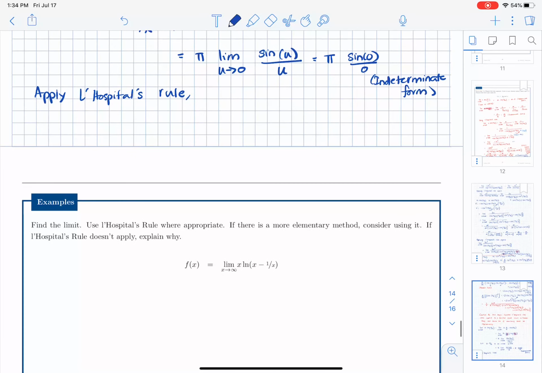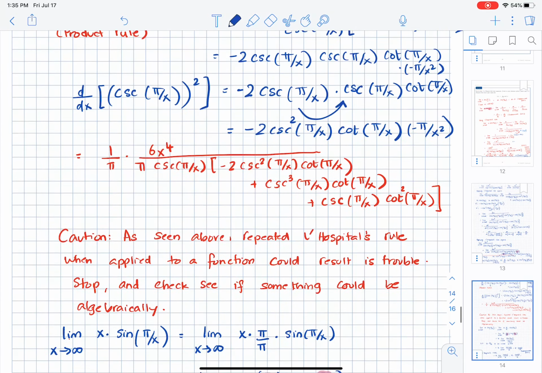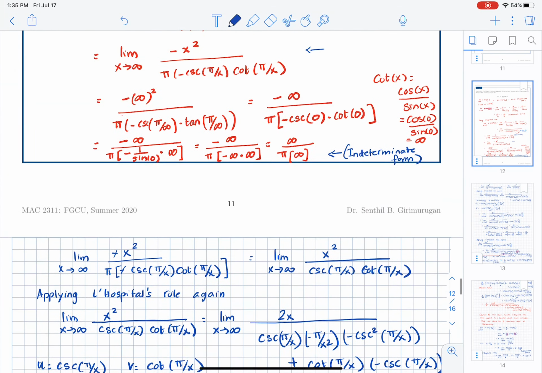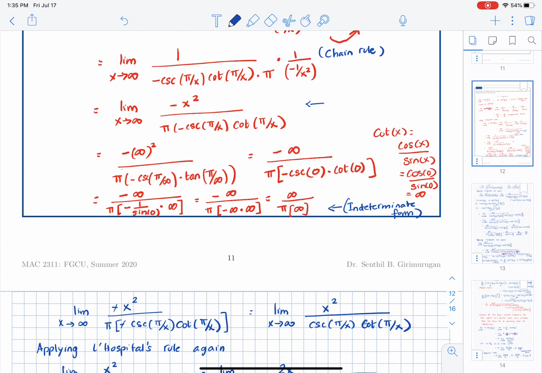And we would get pi times limit u approaches 0 cosine u over 1. So that would be pi times the limit of cosine u over 1, which would simply be cosine 0 over 1. Cosine 0 is 1, so the answer is pi times 1 over 1. We get pi. So the lesson to be learned from here is that L'Hopital's rule should make things simpler.